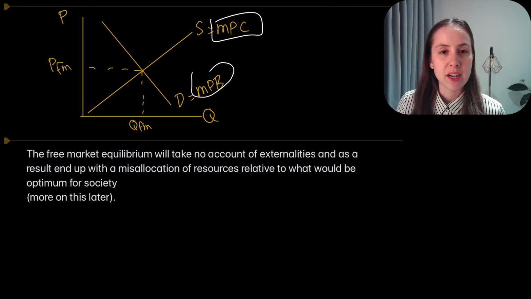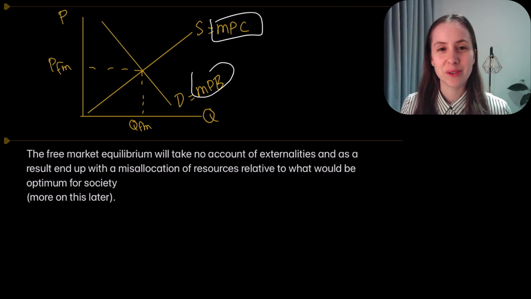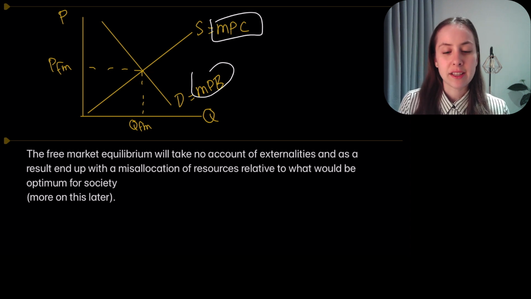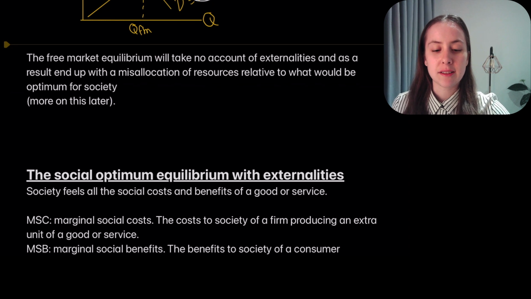In summary, the free market equilibrium will take no account of externalities. I haven't even bothered to draw them here. The free market just doesn't see them, and even if it did see them, it doesn't care. So it only looks at the MPB and the MPC. That's why we'll learn in the next few videos coming up that QFM is going to be different to what the social optimum would be in the context of externalities. So that's what we're going to look at in the next video.